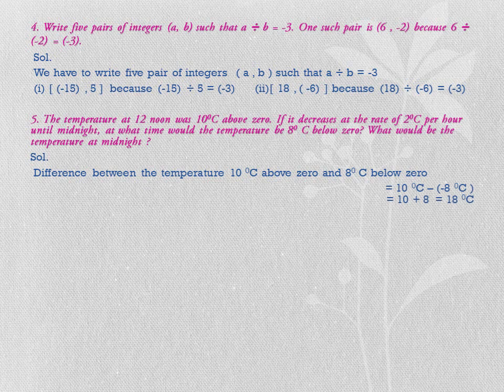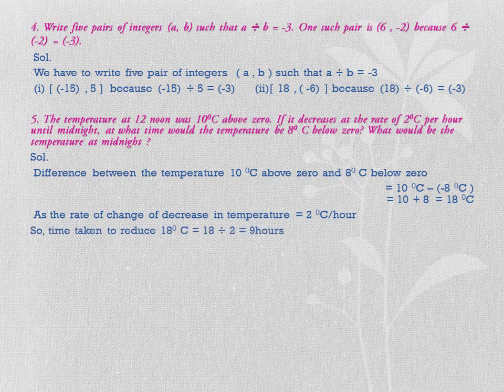Okay, you can imagine the number line. From positive 10 to negative 8, how many divisions are there? Therefore, 10 plus 8, 18 divisions are there. Therefore, we have to reduce 18 degrees Celsius. The rate of decrease in temperature is equal to 2 degrees Celsius per hour.